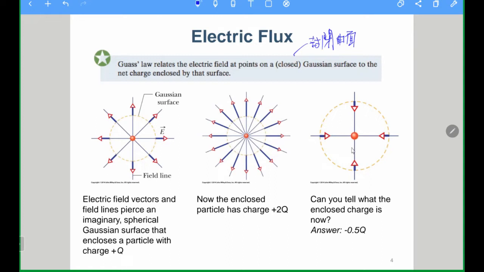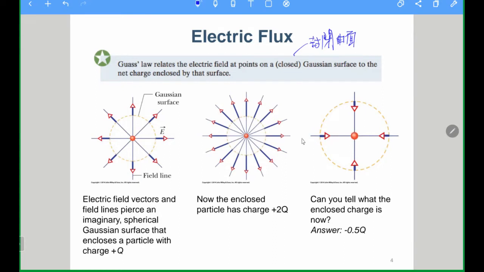Here we try to draw a circle. Of course, it is a 3D shape, it should be a sphere, but when we draw it on paper, it just looks 2D, so here we only draw a circle. If we draw a circle, then there will be 8 arrows going through this circle, and of course these arrows are pointing out of the circle. Similarly here, we draw a circle, then there will be 16 arrows going out of this region. And here we will have 4 arrows going in.